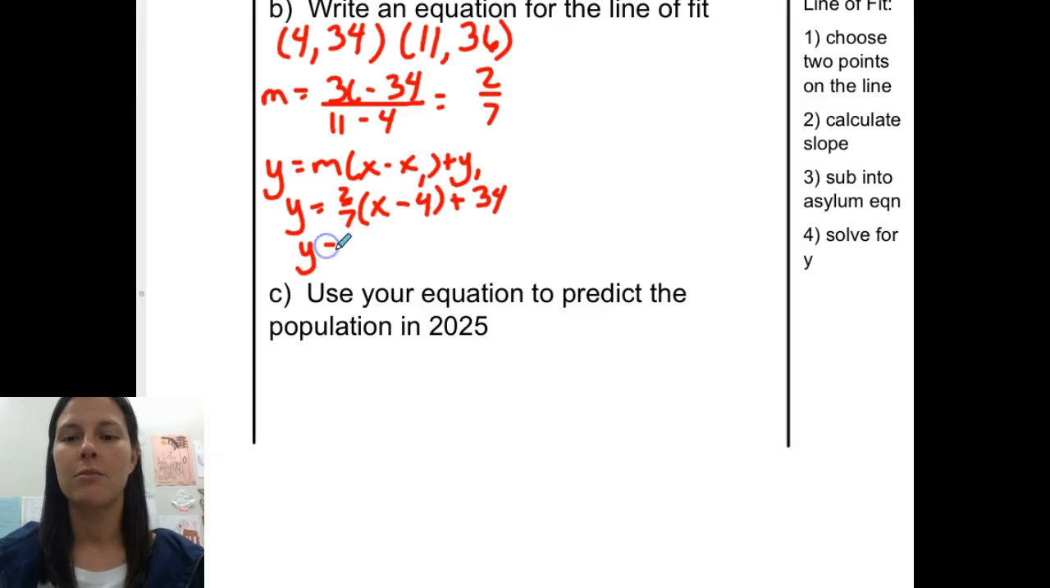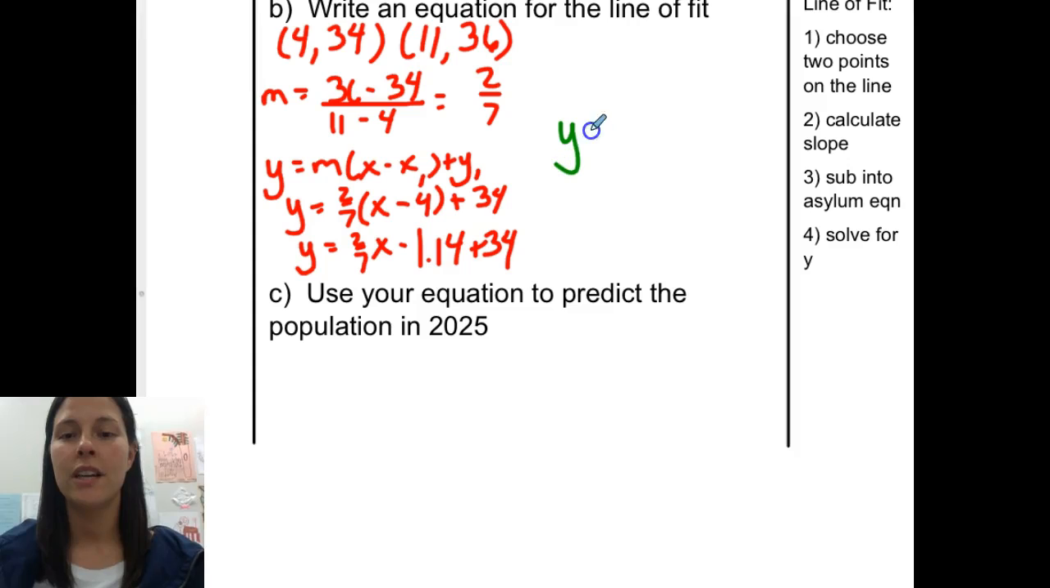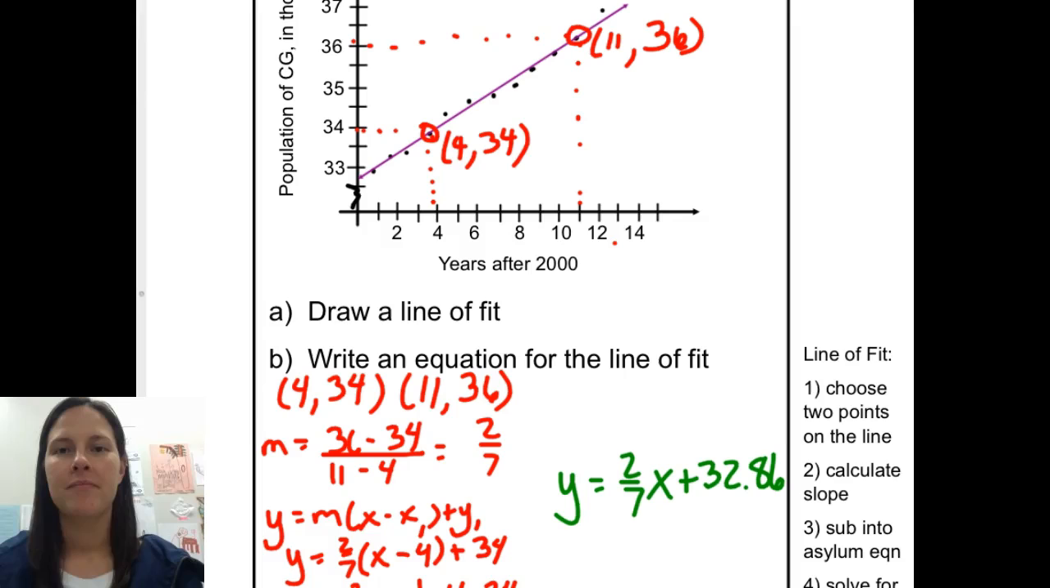This time when we distribute, that 2/7 does not go into 4 evenly. So I went ahead and used a calculator. I multiplied 2/7 by 4, and I got about 1.14. And then I'll use a calculator again to combine my like terms. And I got plus about 32.86.